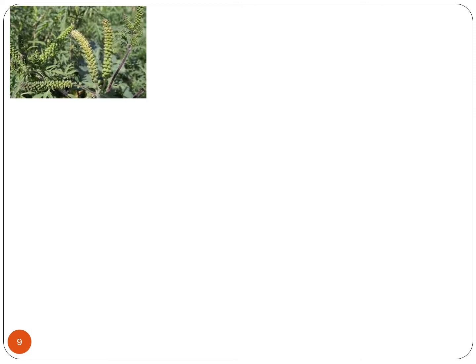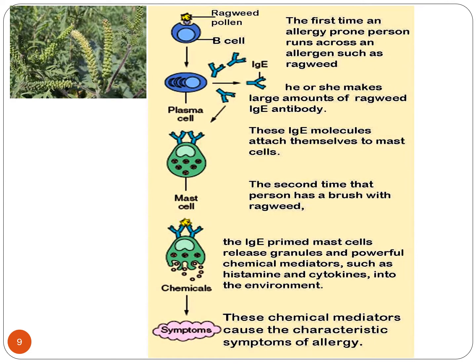Here is a typical type 1 allergic reaction, type 1 hypersensitivity, in which the allergen, such as ragweed pollen, for the first time, when it is detected by the B cells, the B cell will synthesize immunoglobulin E antibodies for this ragweed pollen, and this will attach to the surface of the mast cell.